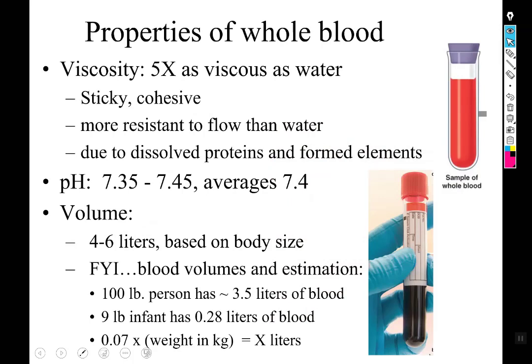So as far as blood, and this is whole blood, so if you just stuck a needle in me and took some blood, didn't do anything to it, blood is about 5 times as viscous as water, meaning viscosity is resistance to flow. If you're not familiar with viscosity, think about maple syrup versus water. Maple syrup is the more viscous of those two fluids. So blood is sticky and cohesive, and this is due to both dissolved proteins, of which there are many in the plasma, and also formed elements, so cells. Cells and also parts of cells. So let's put cells and cell bits.